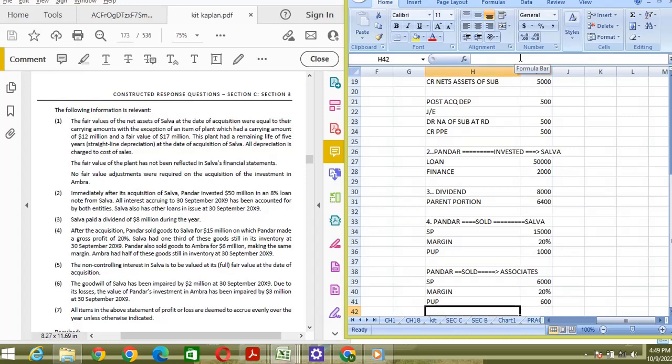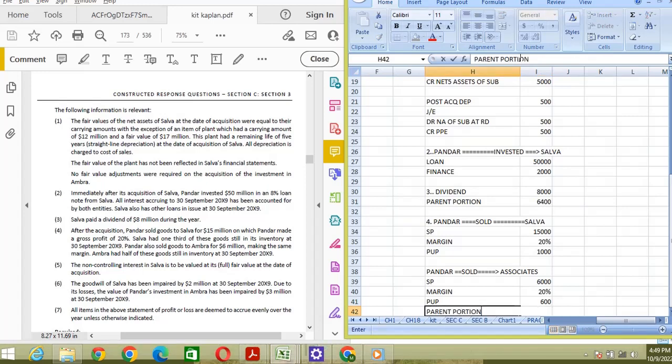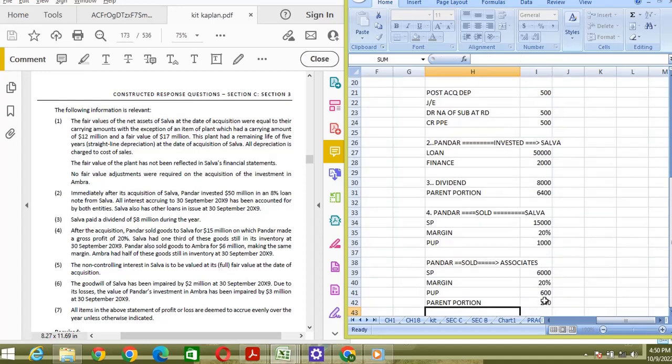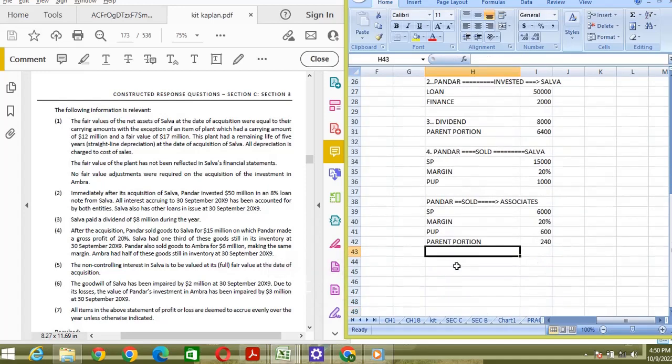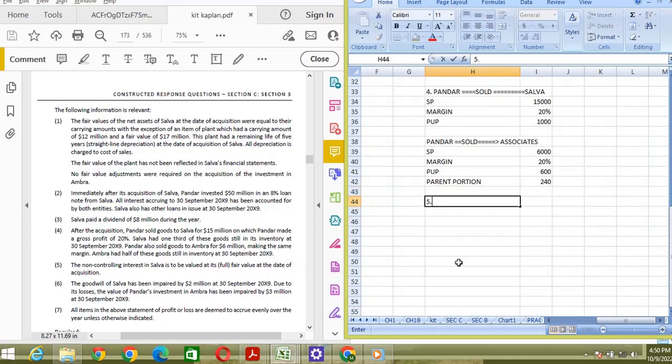Okay, and the parent portion of PUP is, in the case of an associate, we need to find out the parent portion of the PUP. So we will simply take the percentage of the parent's share investment in the associate, that is 40%, and multiply it by the PUP we have calculated. So 240. Okay. So next point is number 5.